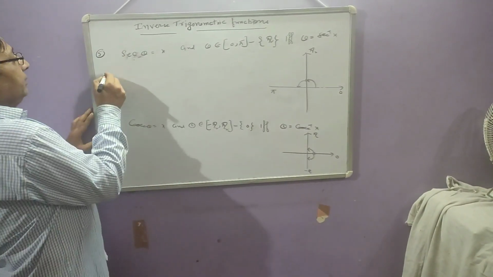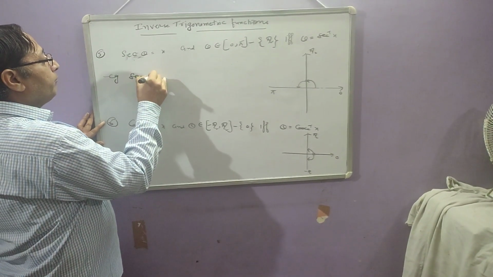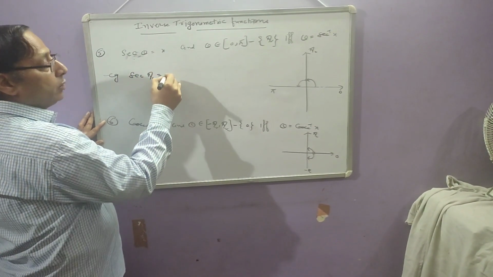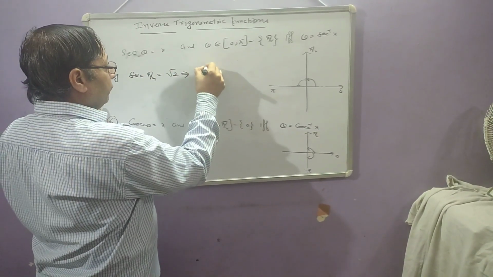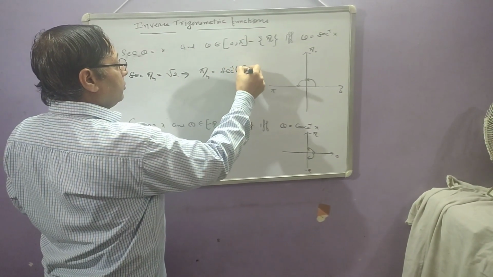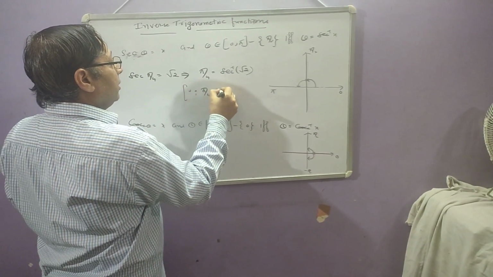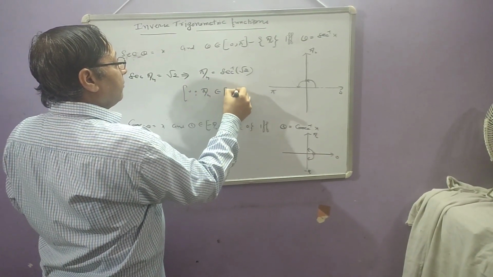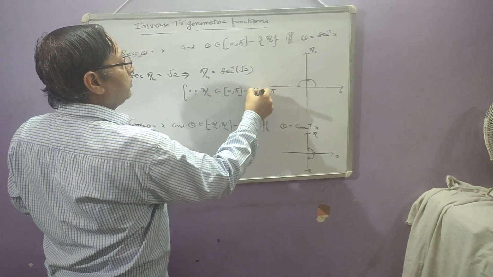Now for example, secant of pi by 4 is equal to root 2. It implies pi by 4 is equal to secant inverse of root 2, because the angle pi by 4 belongs to the open interval 0 to pi except the pi by 2.